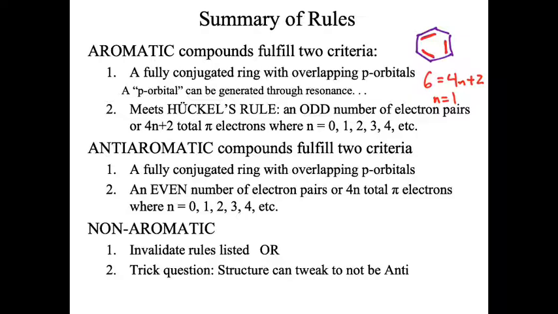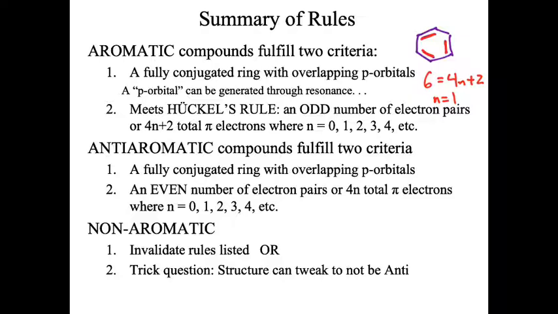How about n equals 0? Could we draw a structure with just 1 pi bond? Yes, that's pretty easy. How many electrons would be in that structure if n equals 0? 2. What if n was 1? We just did it. 6. n was 2: 10. n was 3: 14. Memorize 2, 6, 10, 14. Done. Those are going to be the most commonly tested for aromatic structures.